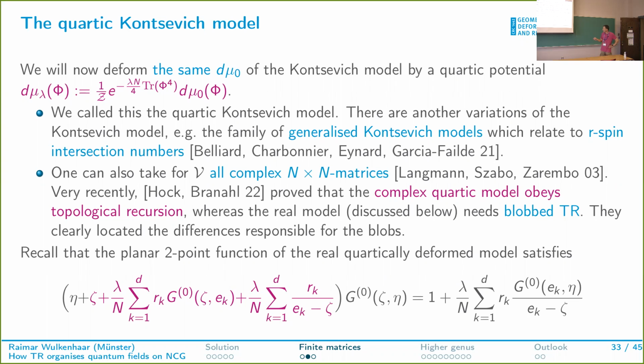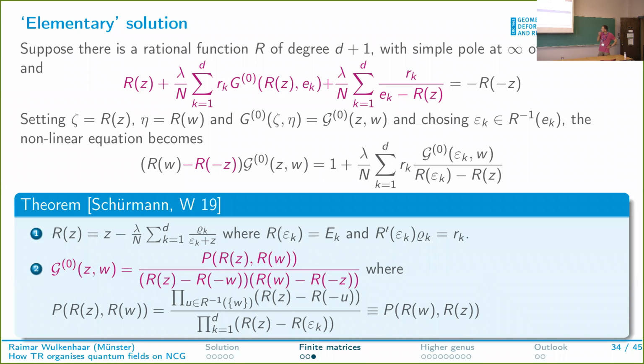All right, so let's go back. This was our previous equation for the 2-point function, now specified here. This is straight n by n matrices, and we have d many different eigenvalues e_k, and r_k is the multiplicity, and the sum of the r_k's is n. So that's the situation. Now let's do the same thing as we did first. This is the magic equation.